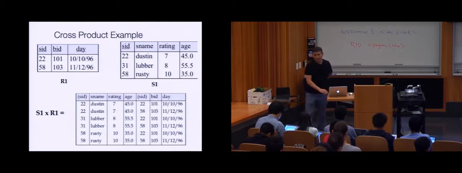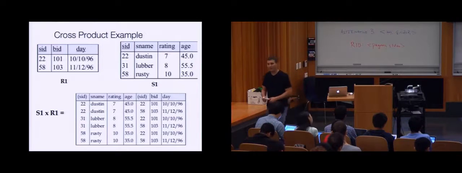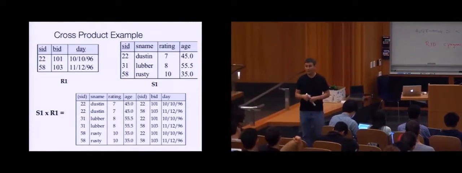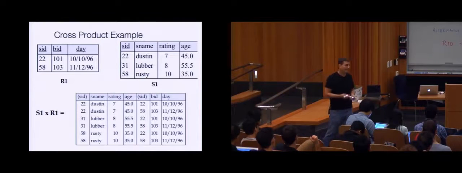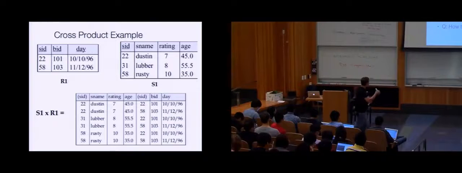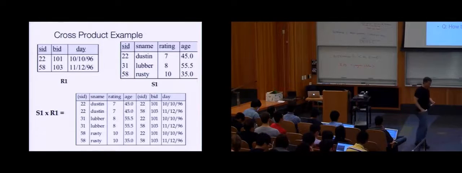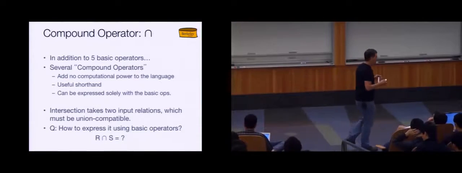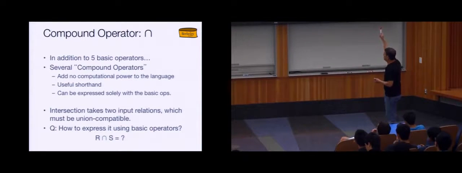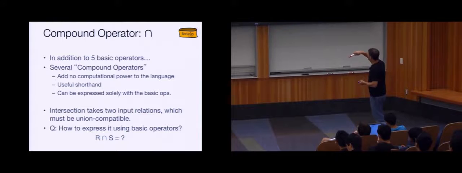Now, intersect, we would have expected to see, but we don't need intersect in the language. Intersect is just a composition of operators we've already seen. Okay, but it's handy, so let's define intersect with respect to the other operators. There are a bunch of operators we like that are essentially macros on the basic 5. They add no computational power to the language. They're just shorthand macros. You can express them with the basic ops.